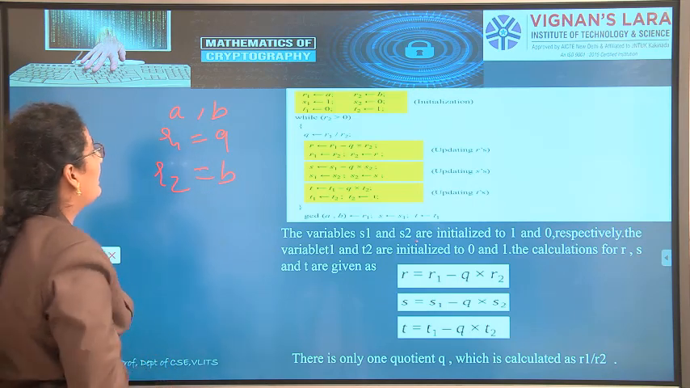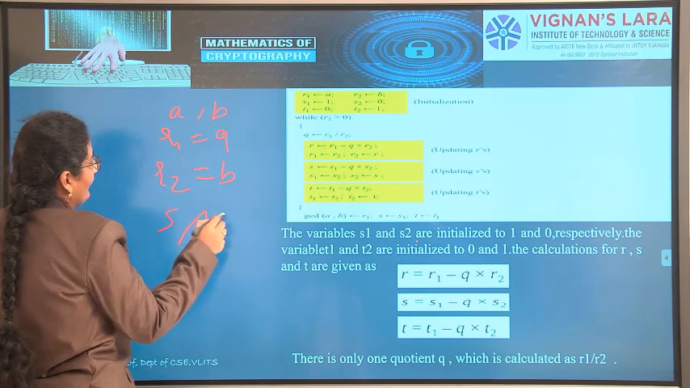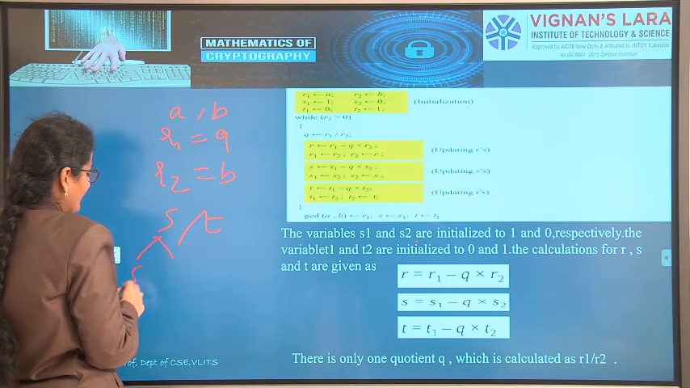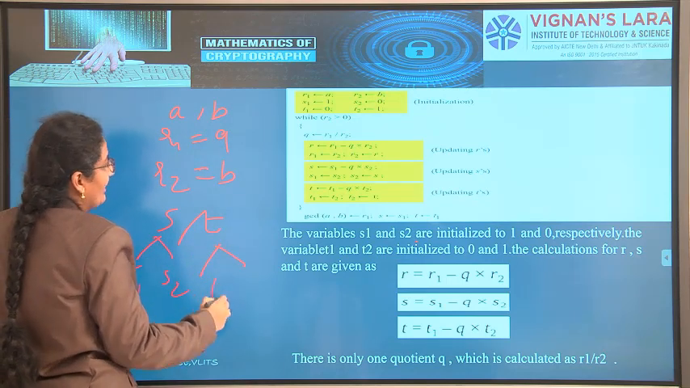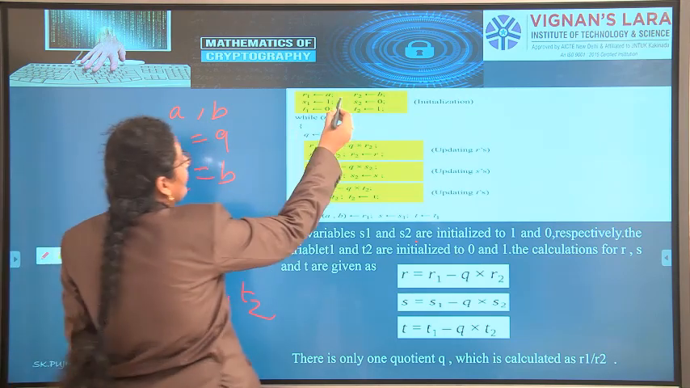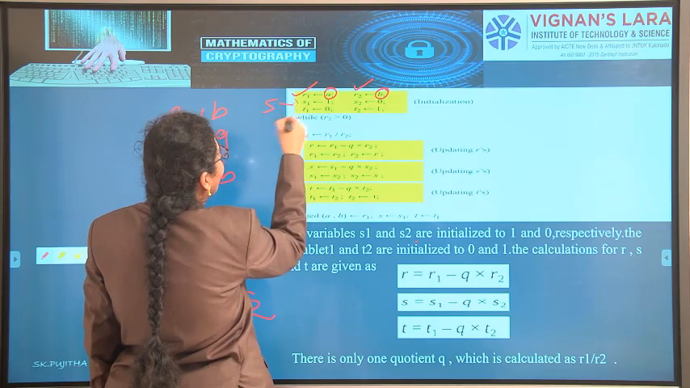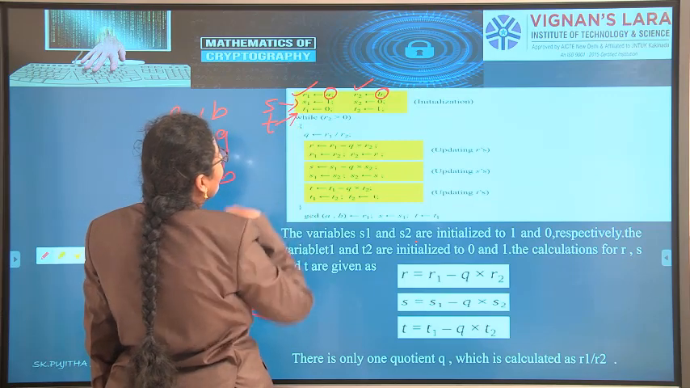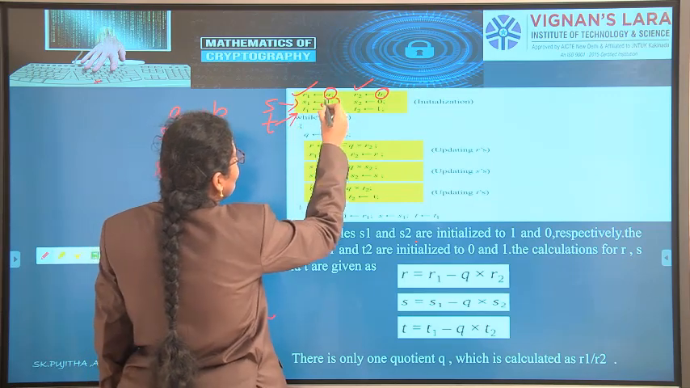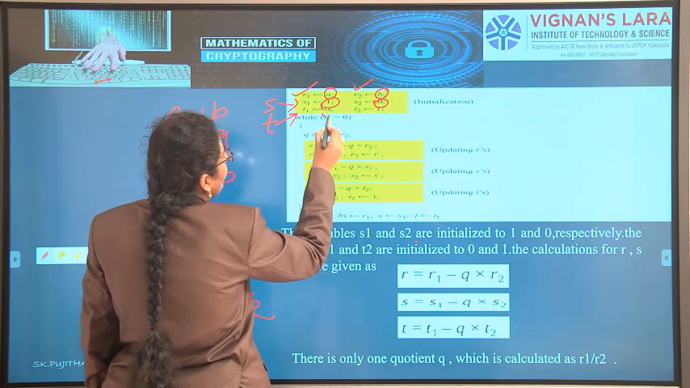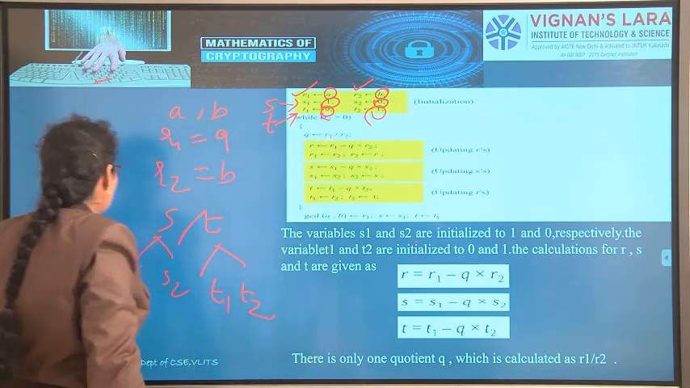What we have to do here? Take s and t. So s is divided into s1 and s2, t is divided into t1 and t2. See here, a given to r1, b given to r2. s is divided into s1, s2, t is divided into t1, t2. So s1 is 1, s2 is 0, t1 is 0, t2 is 1. This is initialization.